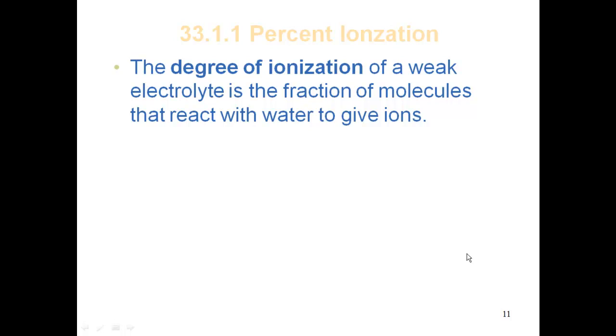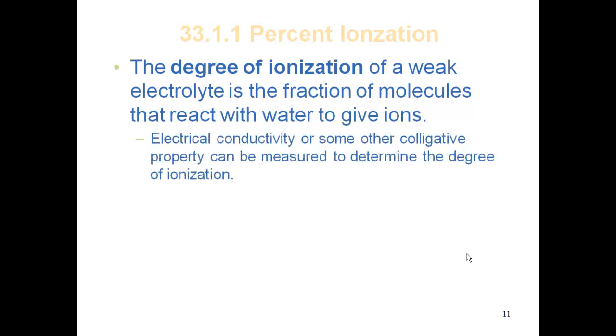The next topic we're going to talk about is percent ionization. The degree of ionization of a weak electrolyte is the fraction of molecules that react with water to give ions. Basically, you're telling how much it ionizes. Electrical conductivity and some other colligative properties can be measured to determine the degree of ionization. So there are experiments we can do to determine how much something ionizes.